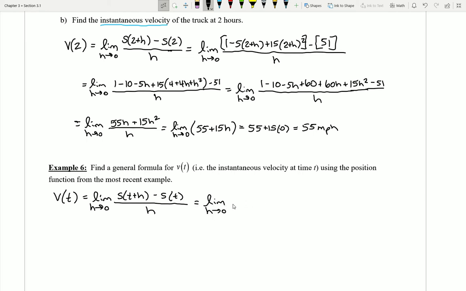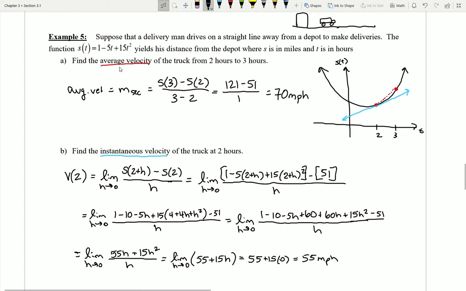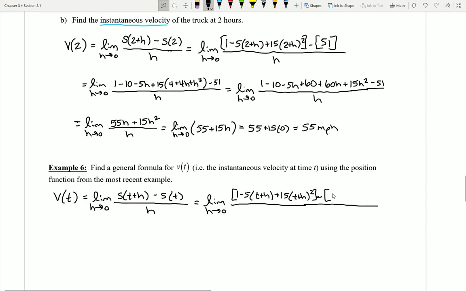And of course that's going to change a little bit of what I'm going to get in the next step, because over here now I'm really going to have 1 minus 5 times t plus h plus 15 times t plus h squared, and then we'll have something subtracted from it, and that'll have to be s of t. I can't just type in what s of 2 is. But since I don't know what t is, I don't really know how to simplify this down anymore. So I kind of am going to have to write all of it.